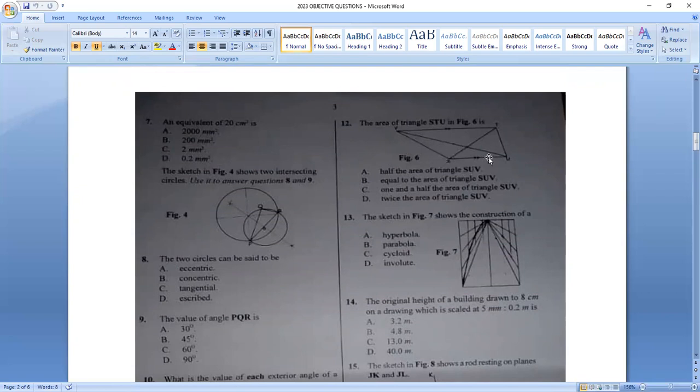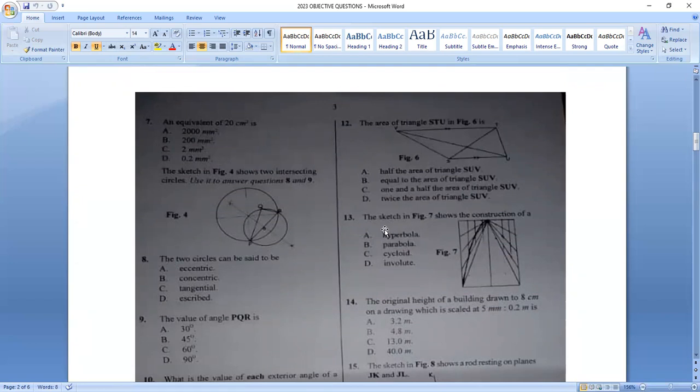Why? Because both of them are on the same base, and we have a rule that says that triangles on the same base and between the same parallels are equal in area. So therefore, triangle STU is equal in area to triangle SUV. That's the answer. The answer to the question is option B.